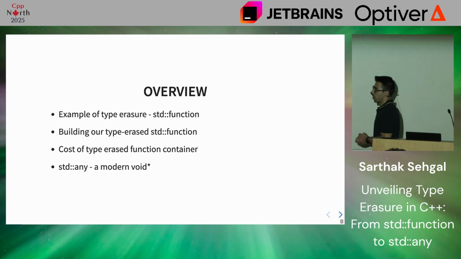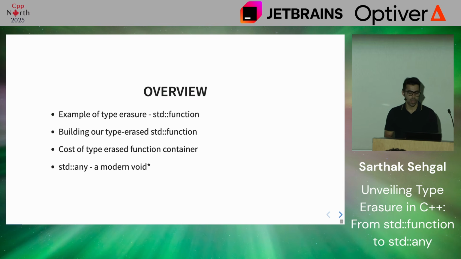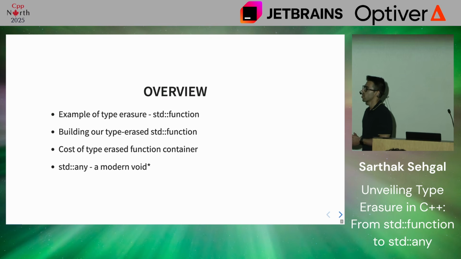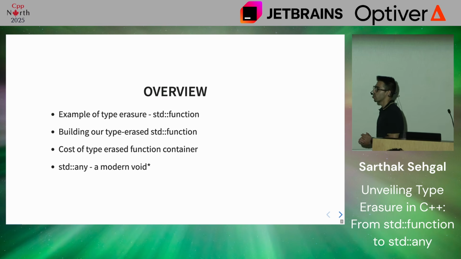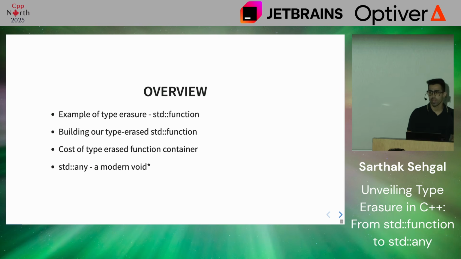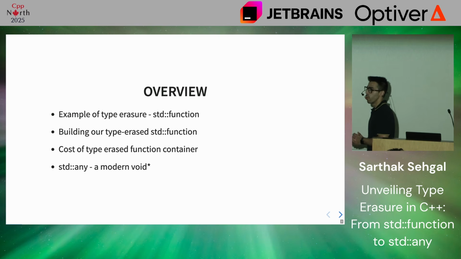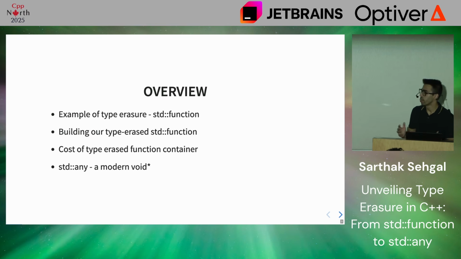Quick overview of the talk. I'll start off with an example of type erasure in the standard library, specifically talking about std::function and why we need a std::function-like class in the standard library. Then I'll talk about building our own type erased component, again delving deep into std::function and how it is implemented by most implementations. Then I'll talk about the cost of this type erased class, particularly the performance costs. And then I'll delve into std::any, and we'll have a look at a different implementation of type erasure.